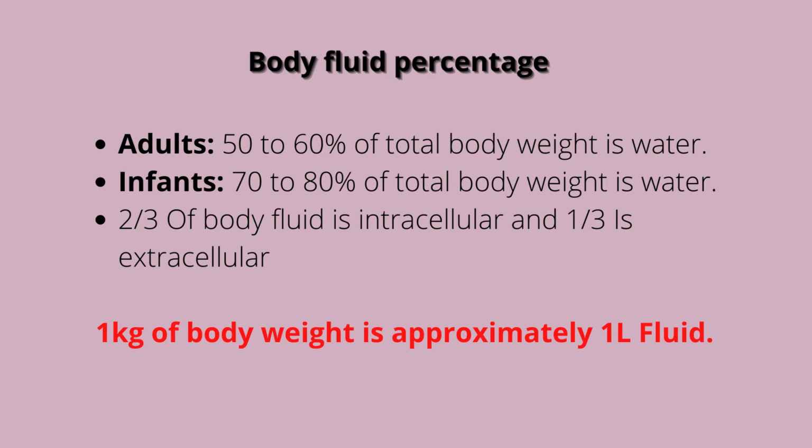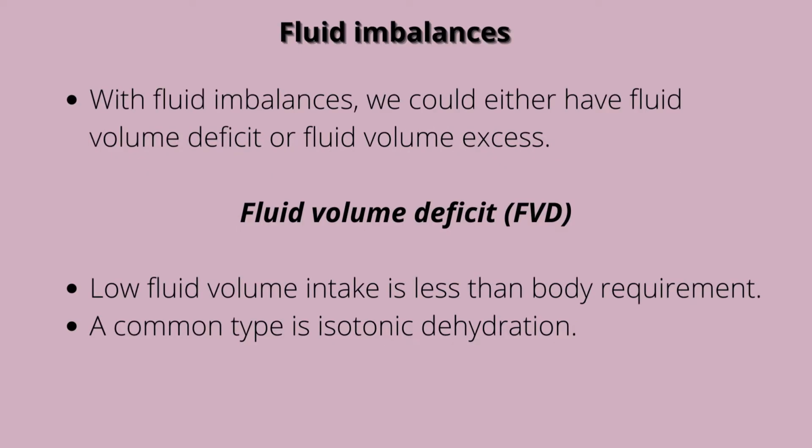2/3 of body fluids is intracellular, that's ICF, and 1/3 is extracellular. So intracellular is in the cell and extracellular is out of the cell. A kilo, which is 2.2 pounds of body weight, is approximately a liter of fluid. So you see there's a lot of fluid according to the surface area of an individual. So let's get into fluid imbalances.